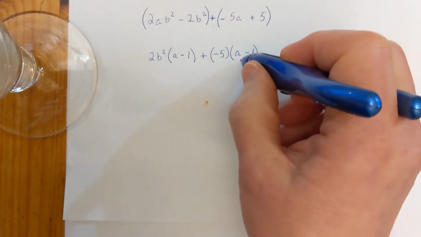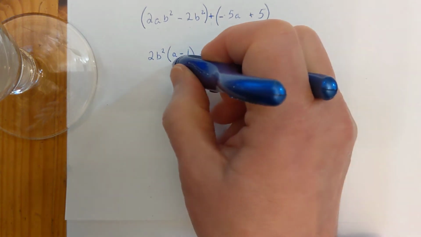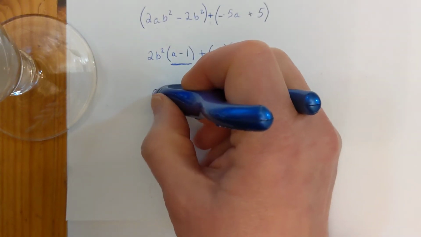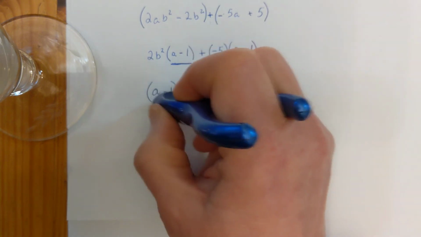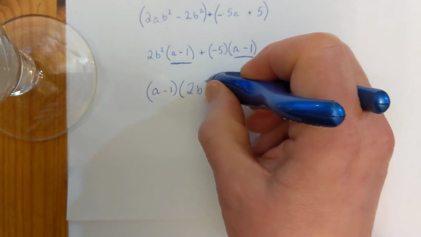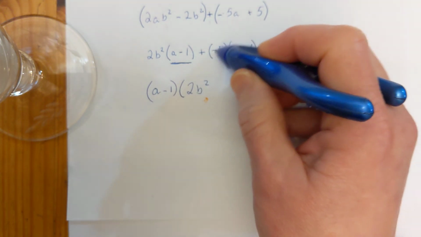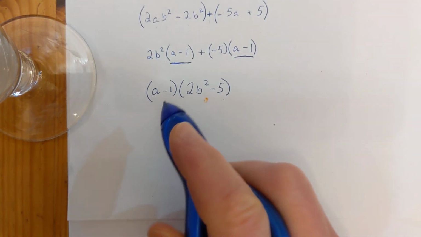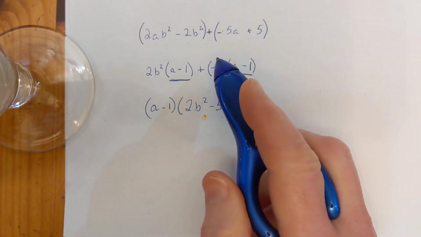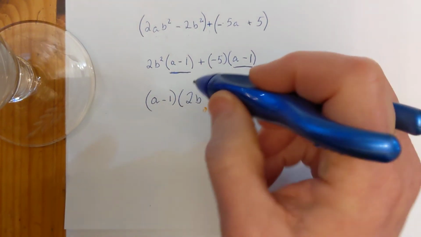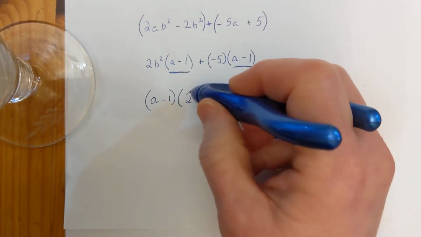Now, I'm going to factor out my common factor between these terms, the a minus 1. A minus 1 times what's left here, 2b squared plus negative 5, or minus 5. Now this is this first term factored. If in doubt, we can always expand it back out to make sure we have it correct.